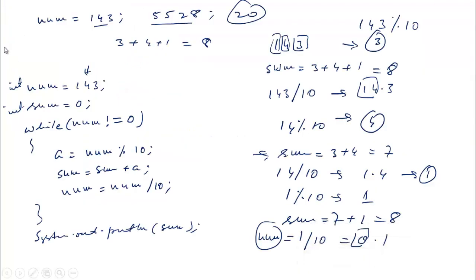So one more example of the while loop here. Say a palindrome number.